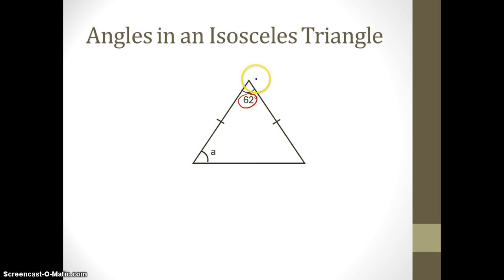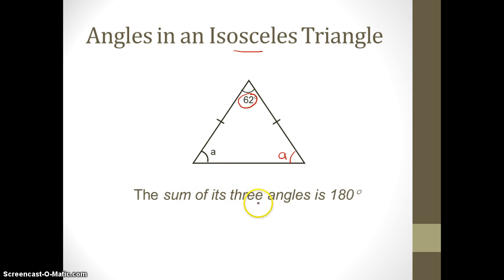Let's look and solve angle A, given this angle as 62 degrees. Now this triangle is an isosceles triangle, which means this angle is the same as this angle. So how do we find angle A? The sum of its three angles is 180. So I need to minus off 62. So angle A will be 180 minus 62 divided by 2. So it is 59. So angle A is 59 degrees. This is also 59 degrees.